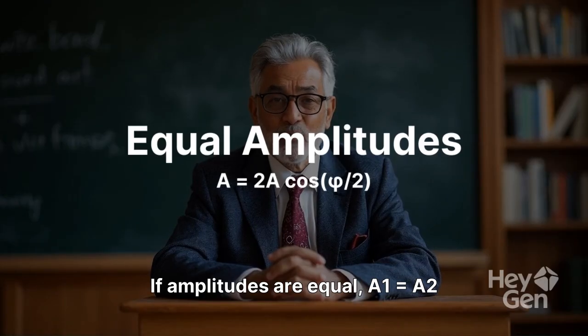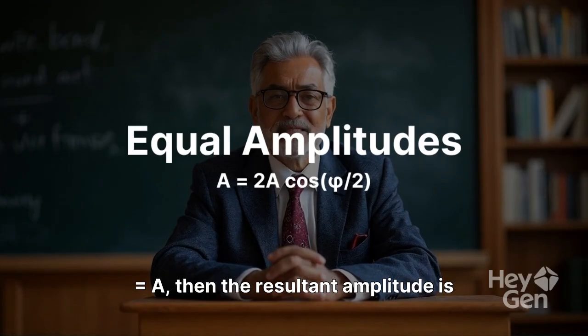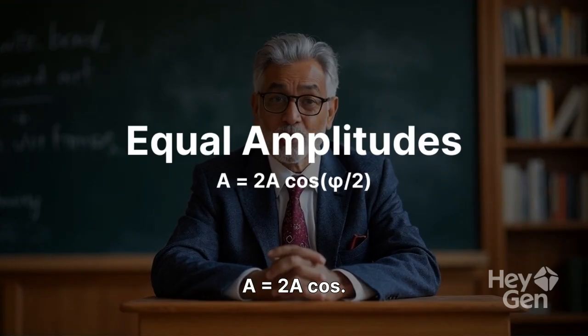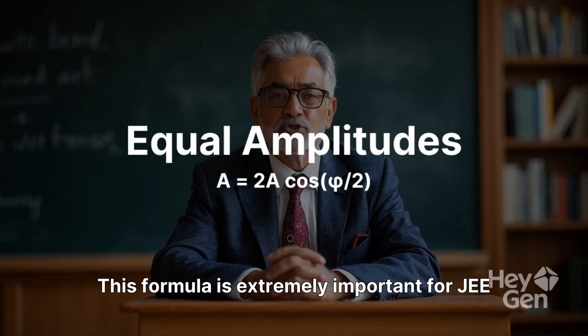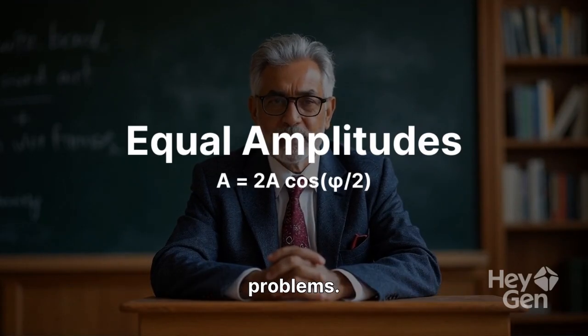If amplitudes are equal, a1 is equal to a2 is equal to a, then the resultant amplitude is A is equal to 2a cos. This formula is extremely important for JEE problems.